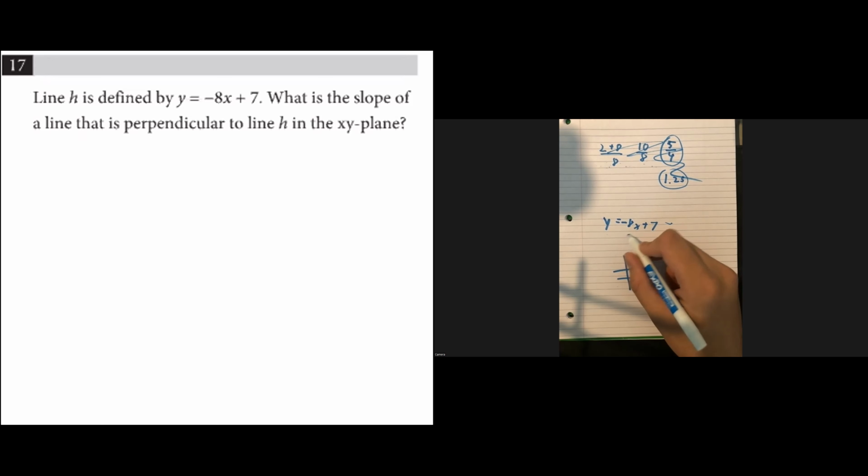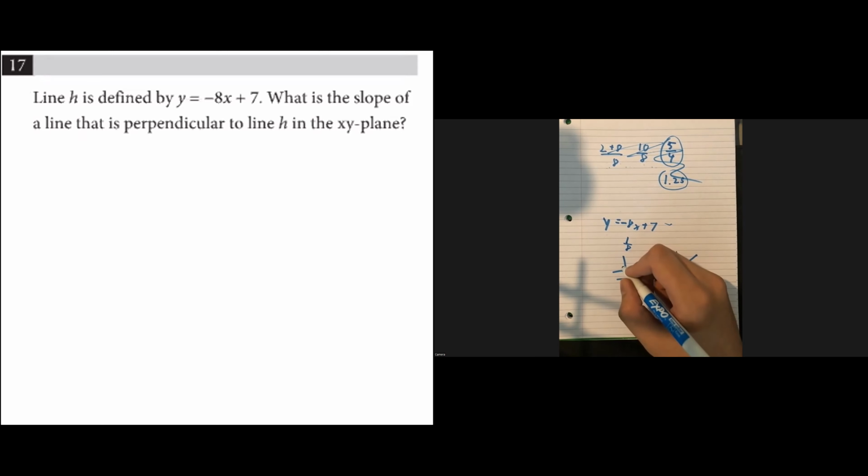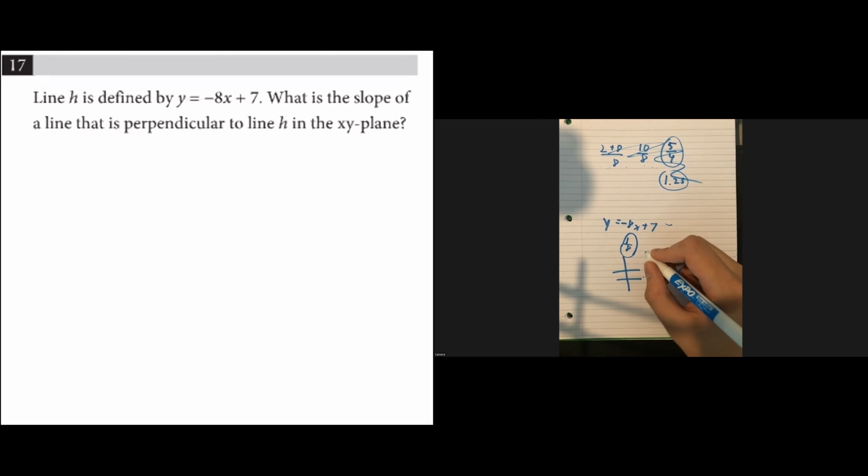So the inverse of negative 8, which is just 1/8. You just switch the sign, so it becomes negative to positive, and then you just do 1 over that number, which is 1/8. So 17 would be 1/8. Or you could also bubble in 0.125.